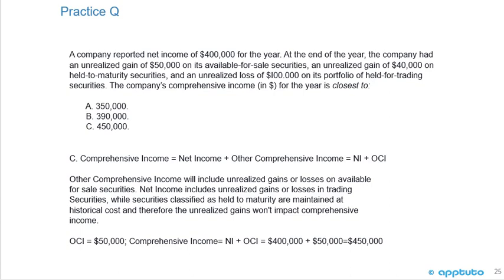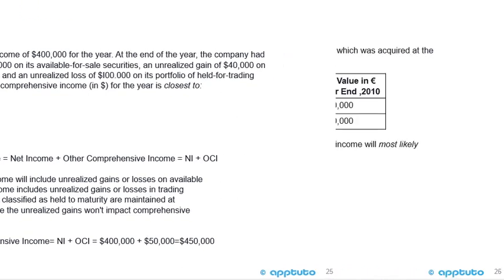and this is very important to understand that comprehensive income equals net income plus other comprehensive income, NI plus OCI. Other comprehensive income will include unrealized gains or losses on available for sale securities. Net income already includes the unrealized gains and losses in trading securities, while securities classified as held to maturity are maintained at historical cost, and therefore the unrealized gains won't impact comprehensive income. So again, the other comprehensive income equals $50,000, so the comprehensive income equals net income plus the other comprehensive income equals $400,000 plus $50,000 equals $450,000. The correct answer is C.